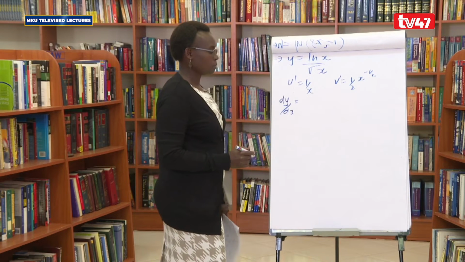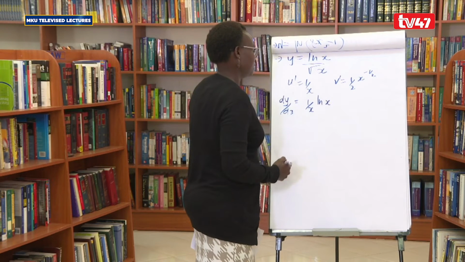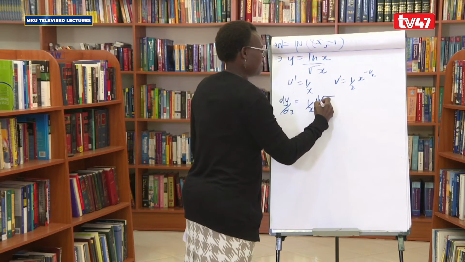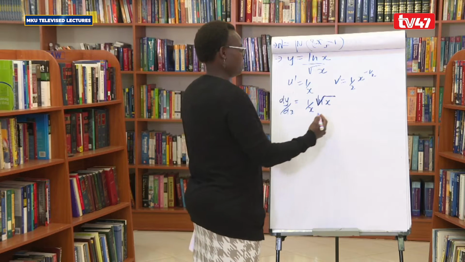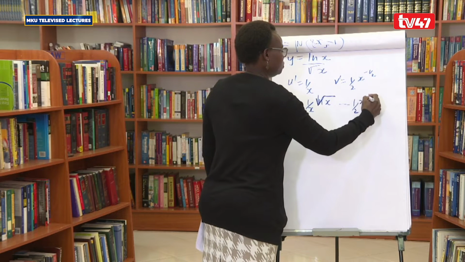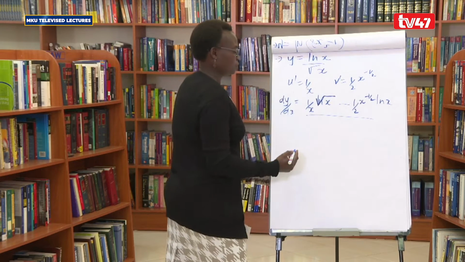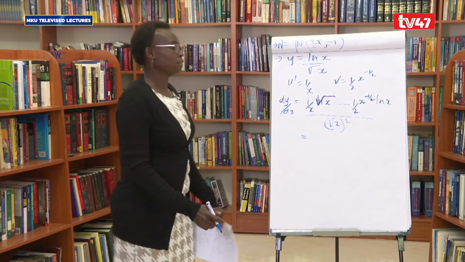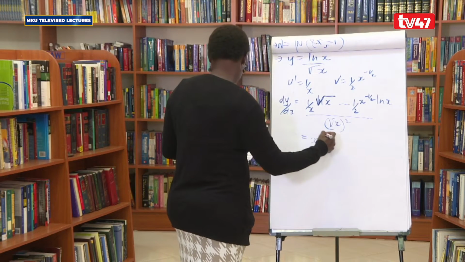It will be u bar v. So u bar will be 1 over x, and our v is root of x, or x raised to power a half. So that is u bar v, and then minus v bar u. So v bar u will be a half x raised to power negative a half ln x. Our u is ln x, our v is that, over v squared. So v squared will be root of x squared, which is x. So this will give us x raised to power negative 3 over 2.